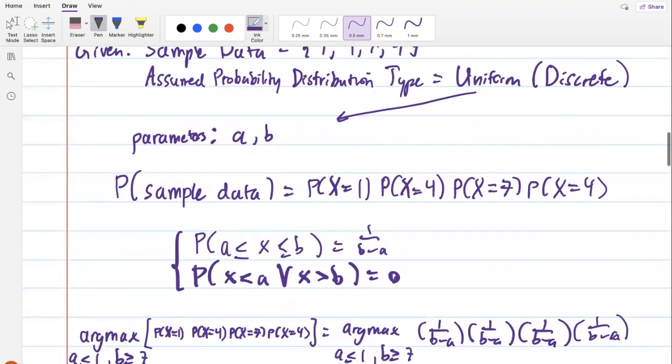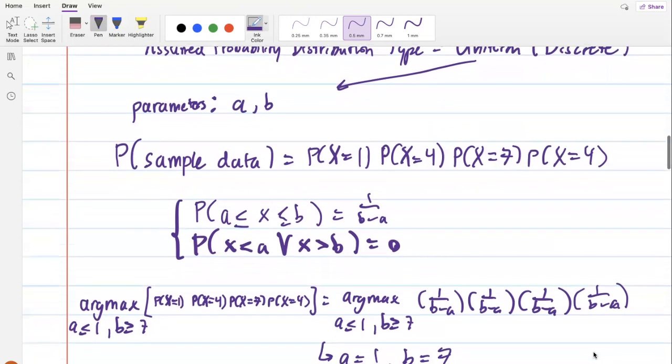We want to find the arguments A and B that maximize the product of these probabilities, subject to the constraint that A must be less than or equal to the minimum data point observed, and B must be greater than or equal to the maximum data point observed, to ensure that all the data points fall within the range between A and B. Because A and B are subject to this constraint, we can simplify these factors to, instead of being piecewise functions, be just the first piece of those piecewise functions, because we have ensured that all of our data points fall between A and B. This evaluates to A being equal to 1 and B being equal to 7. The intuition behind this is that this is the smallest range that follows the constraints we have for A and B, and we want to make the denominator as small as possible to maximize the product of these fractions.